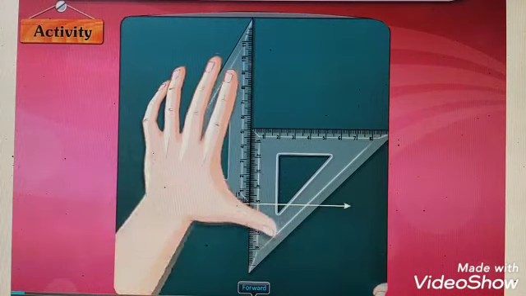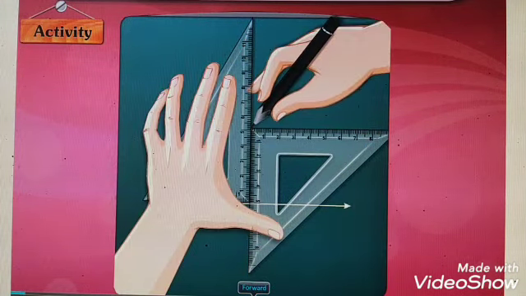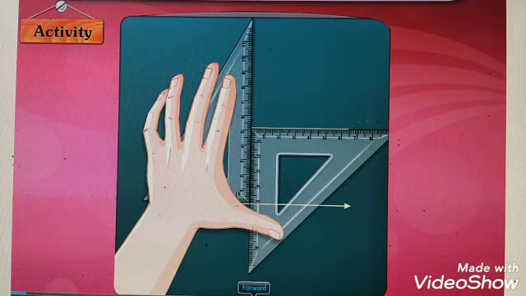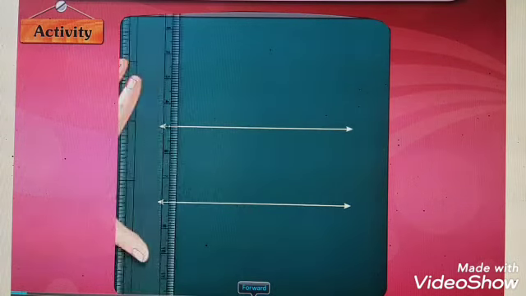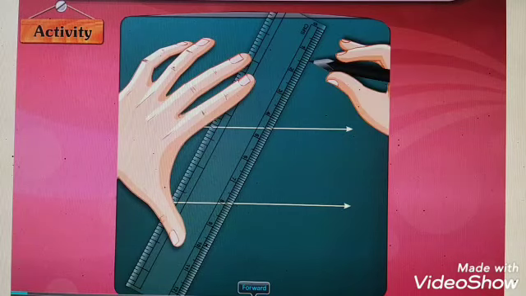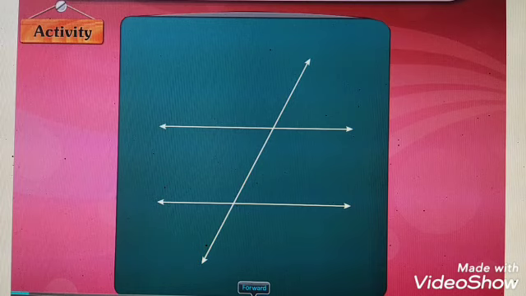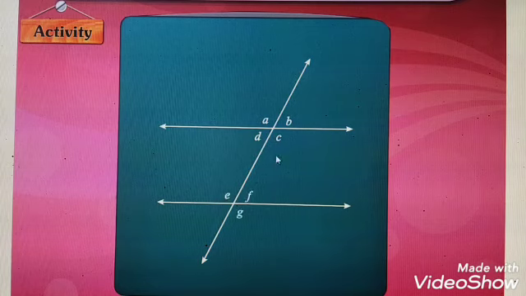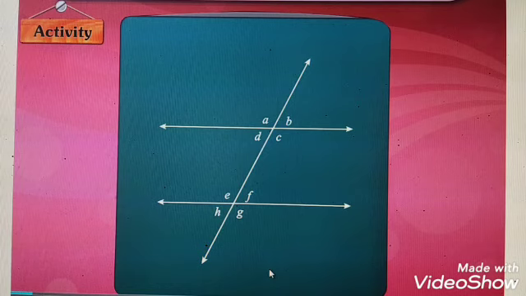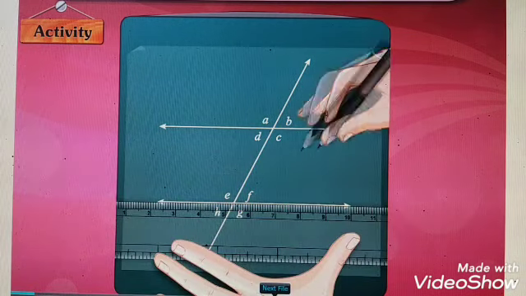Draw a line segment by using a scale and draw a parallel line by using a set square, as shown in the video. Let's name it. Now 8 angles are formed, and let's name them A, B, C, D, E, F, G, H. Now, using a trace paper, trace a copy of this figure on another blank sheet.